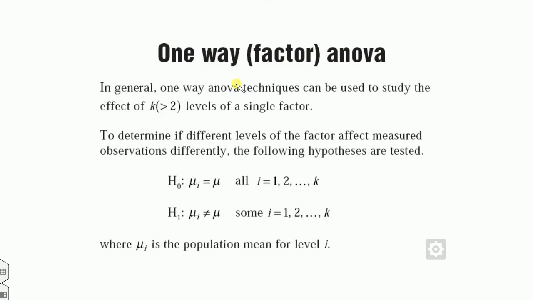The one-way ANOVA is also called the one-way factor, or the one-way classification. Then the question arises: when do we use the ANOVA? First of all, ANOVA is applicable only when there are more than two samples in a given problem. The second question is what the H0, the null hypothesis, and the alternative hypothesis are.